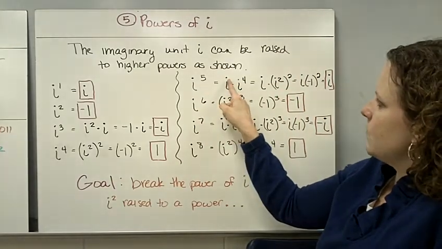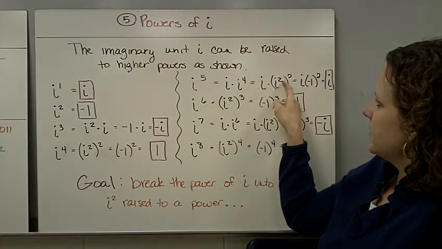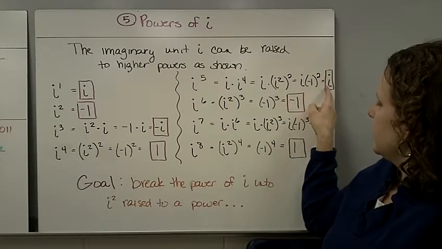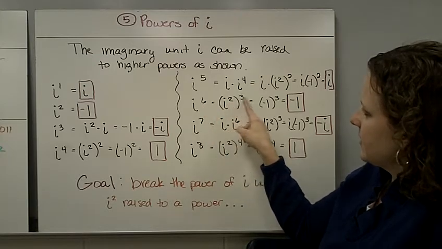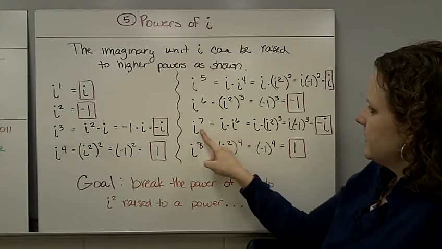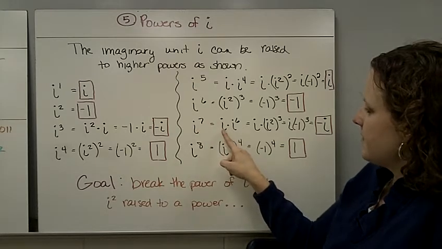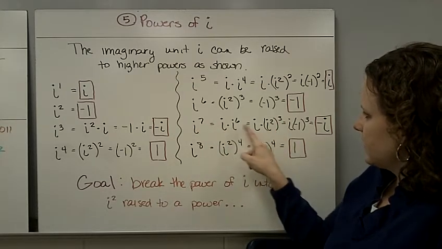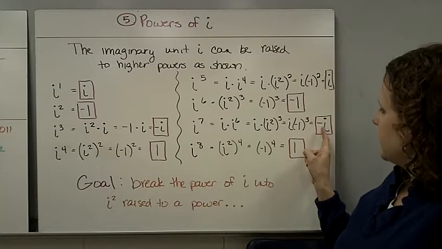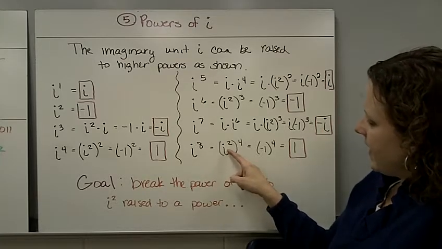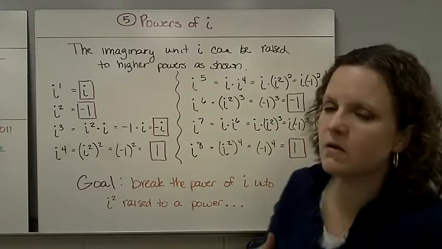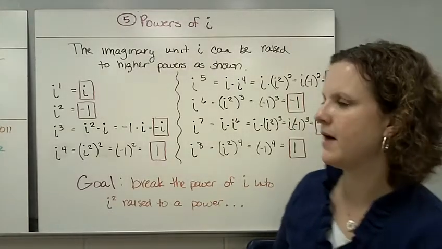Let's take it a little bit higher. To the fifth, it's 1 plus 4 is 5. i to the fourth is i squared to the second. 2 times 2 is 4. i squared is -1. Squared, +1, gives us i. To the sixth, 2 times 3 is 6. i squared is -1. To the third, that's odd, it stays -1. To the seventh, 1 plus 6 is 7, so I break it up. 6 is 2 times 3, so I have i times i squared to the third power. -1 to the third power stays negative, so we get a -i. To the eighth, i squared to the fourth power, 2 times 4 is 8. -1 to the fourth power, that's even, so it stays +1. So our goal is to break this up into i squared raised to a power.